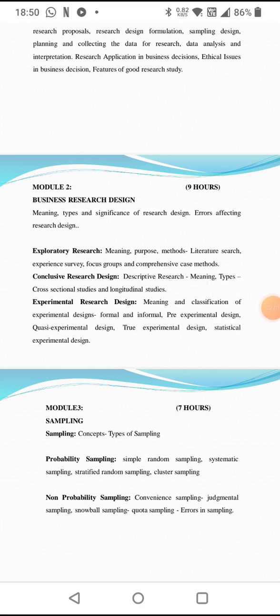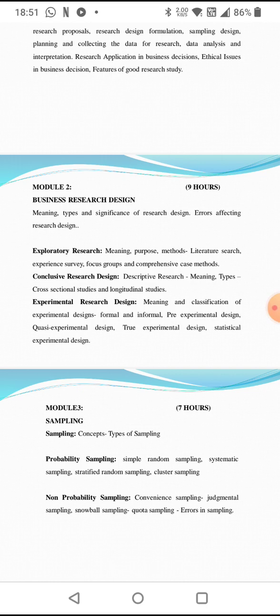So again here you will be learning about the meaning, types, purpose, and different methods like literature survey, experience survey, focus group, and comprehensive case methods in exploratory research alone. As well as when you come to conclusive research design, what exactly you mean by conclusive, that is you have two types, that is descriptive and causal, that is experimental. So again you'll be learning about the different types of descriptive research design, that is cross-sectional and longitudinal.